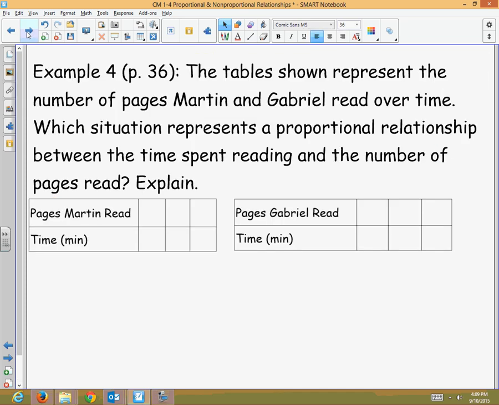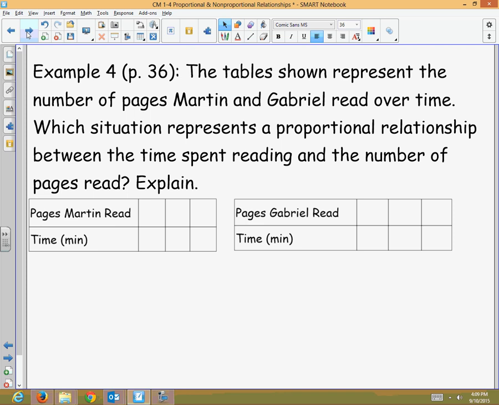Last example, 4 on page 36. The tables shown represent the number of pages Martin and Gabriel read over time. Which situation represents a proportional relationship between the time spent reading and the number of pages read? So we need to compare. Now, your book should have the numbers filled in already. So let's look at Martin first.